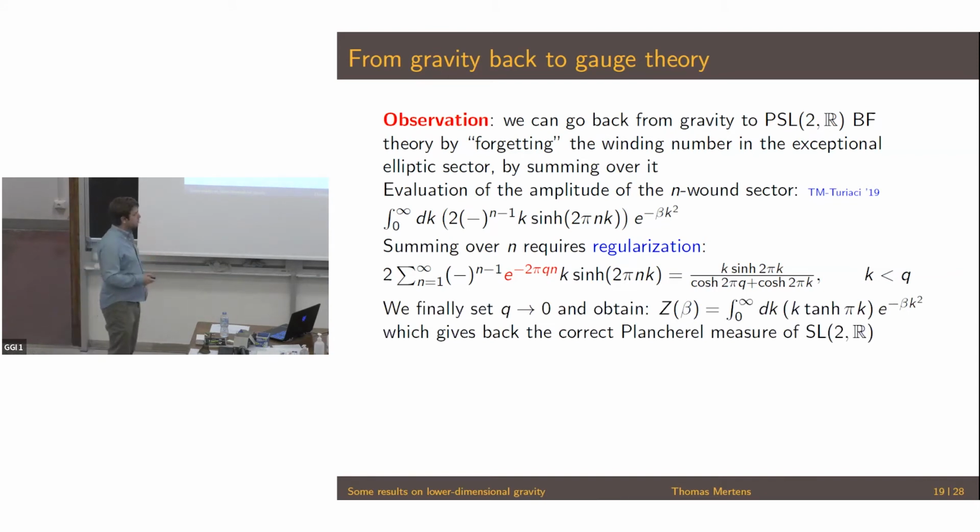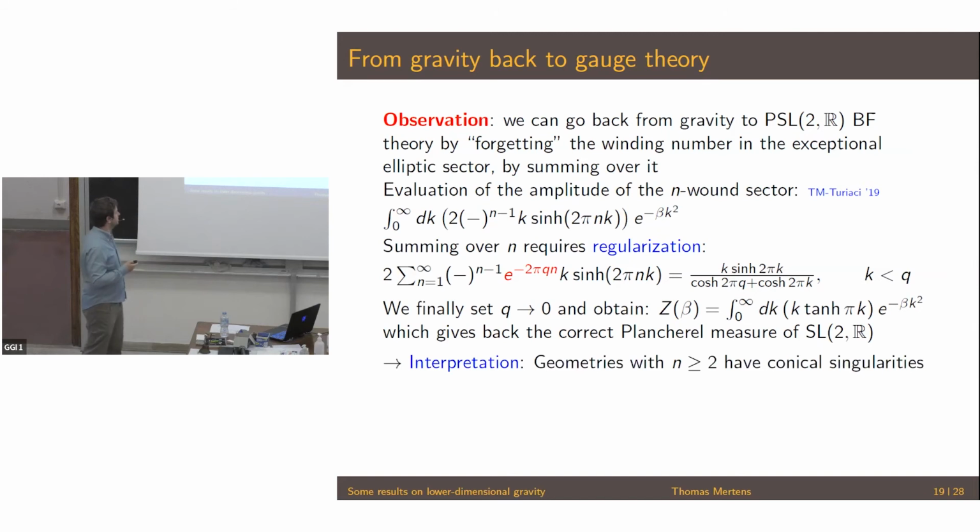If you do this formal trick, what you find is that the result of summing over all of these different integers n gives you k times tanh pi k. So we started out with k times sinh 2 pi nk from the JT gravity results, and summing over all of them, at least if you trust in this trick that I used, gives you k tanh pi k, which is indeed the correct Plancherel measure of the full SL2R, the actual SL2R instead of the gravitational answer.